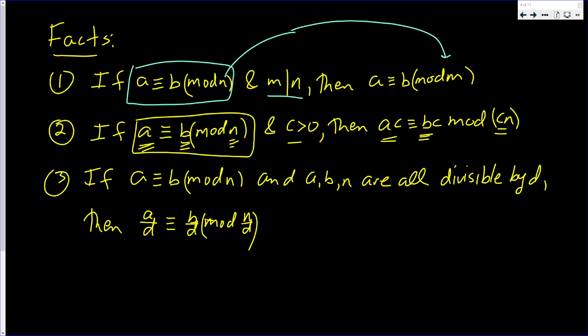And the next one says that if A is congruent to B mod n, and A, B, and what you're dividing by, n, are all divisible by d, you can divide the A by the d, the B by the d, as well as the n by the d. You get smaller numbers that way.